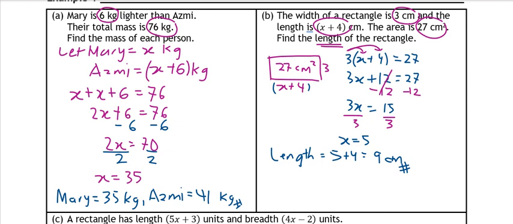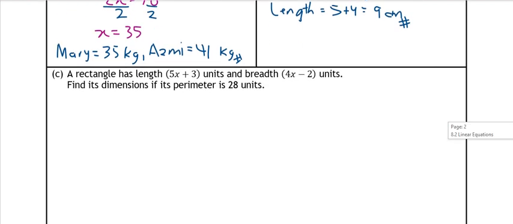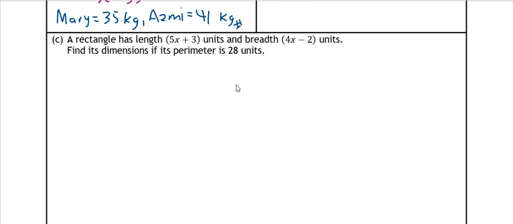Okay, so let's move on to the next one. The next one is also about a rectangle, but here the length is given by 5x plus 3 units and the breadth is 4x minus 2 units. Find its dimensions. The dimensions mean you have to find the length, how many units it will be, and the breadth. Here you are given that the perimeter will be 28 units. So let's illustrate the problem.